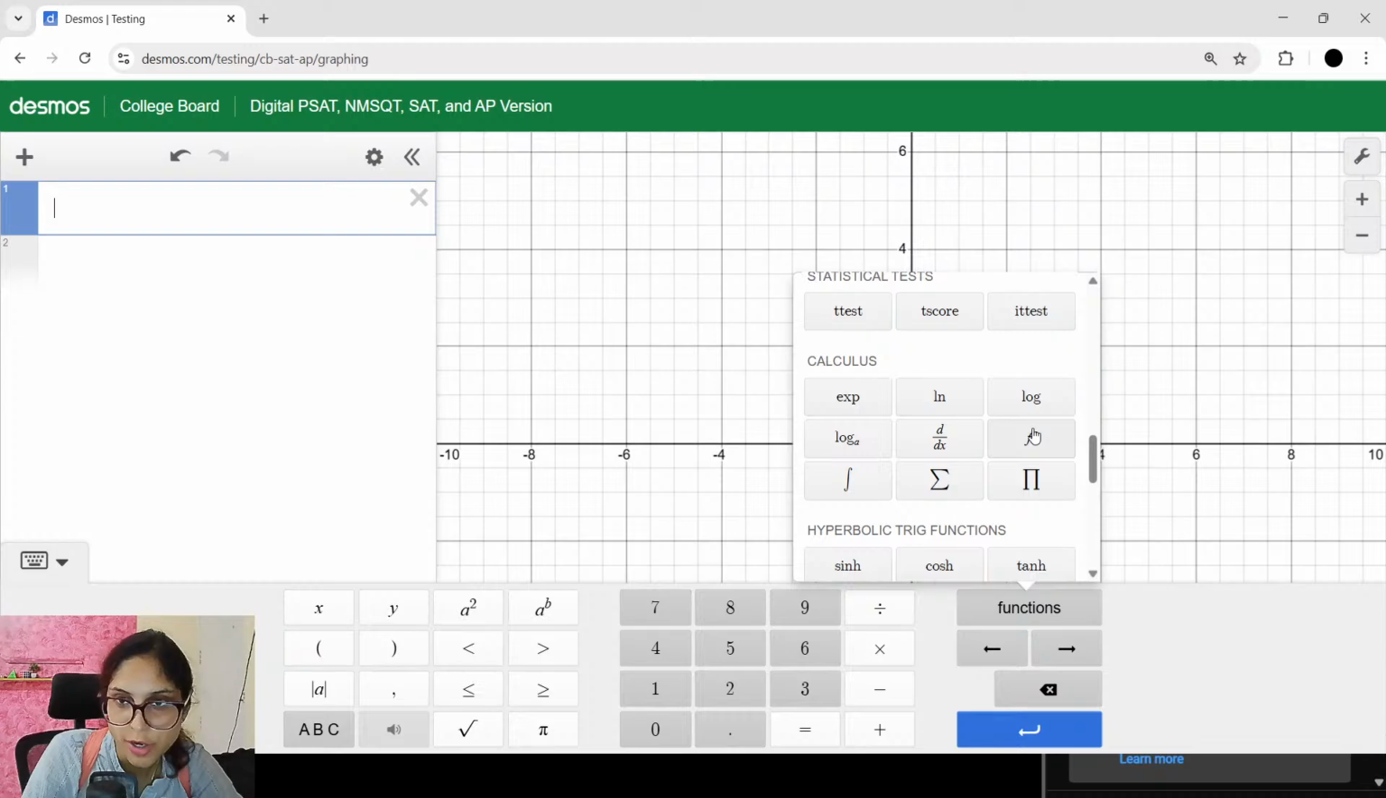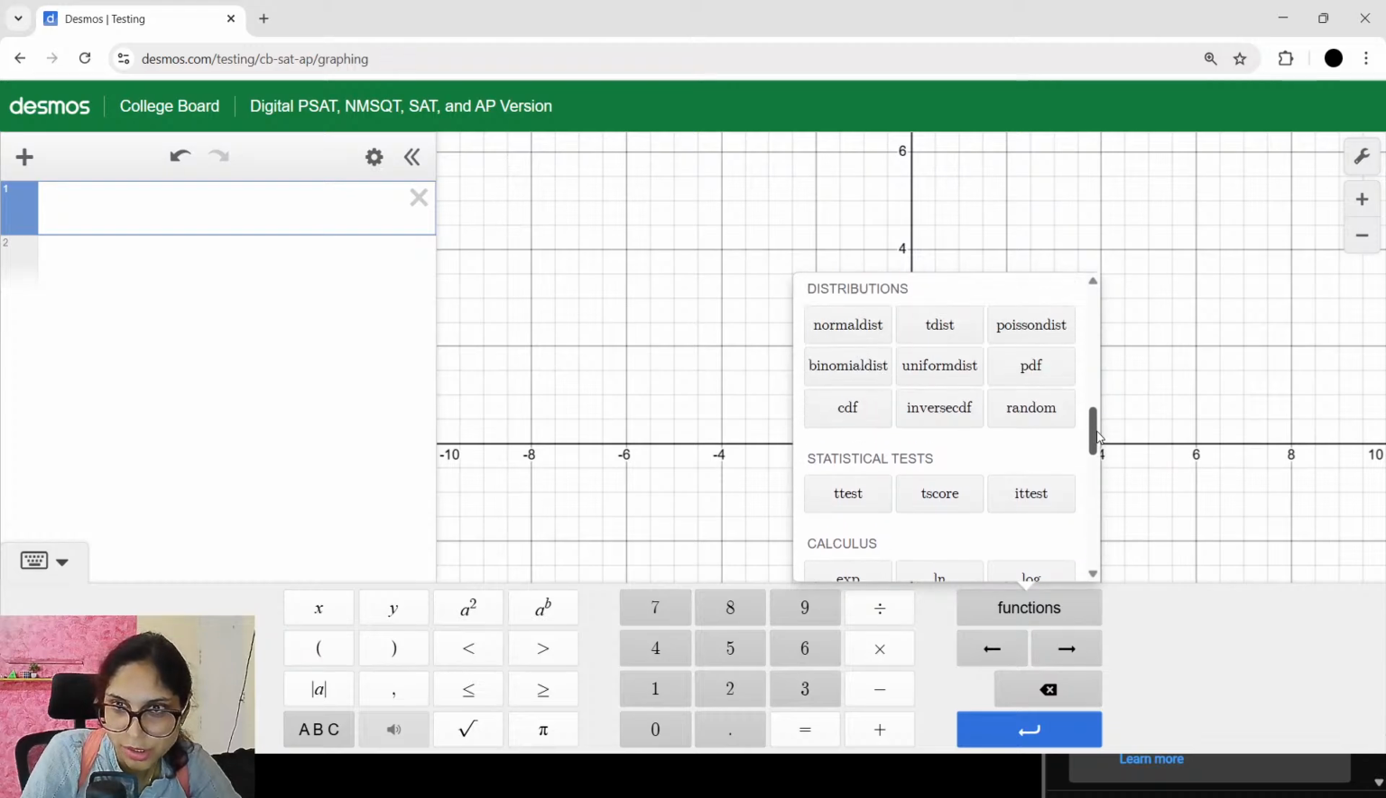You just have to write f of x, the function, then f derivative of x, f double derivative of x, f triple derivative of x. You can get the graphs. D over dx will just give you one derivative. Log base a, any log, any base. This is the common logarithm, this is natural logarithm, and this is e to the power.